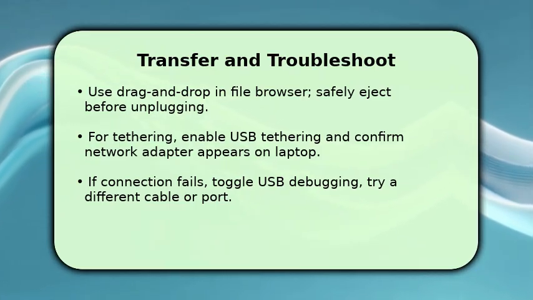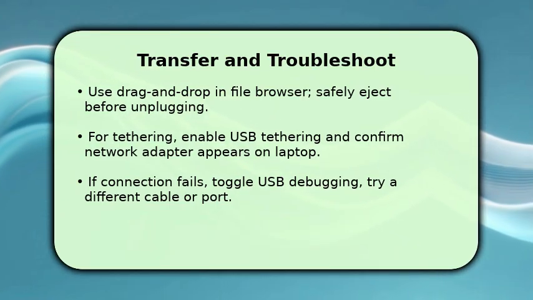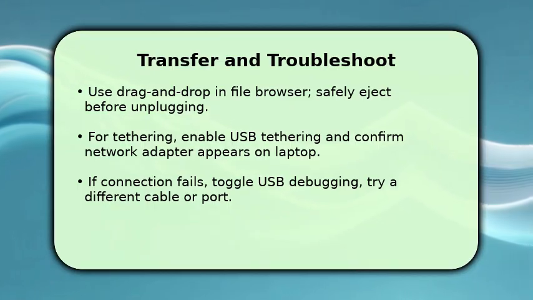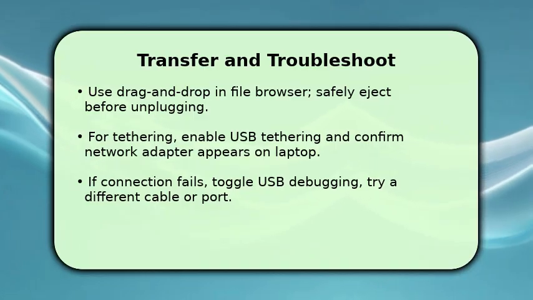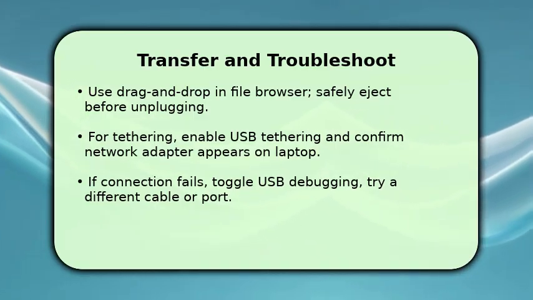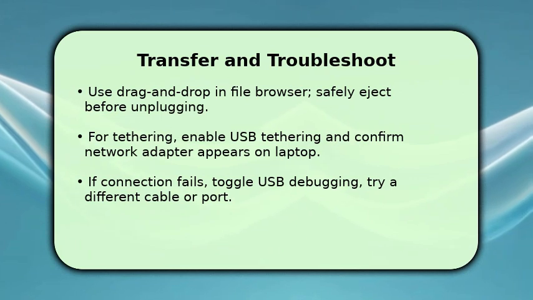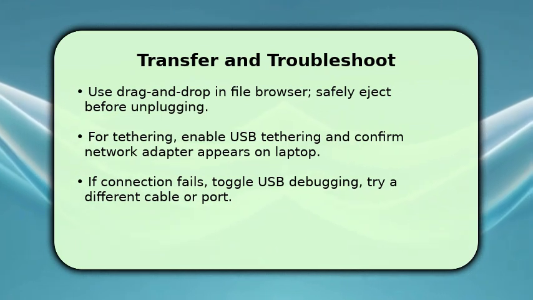If using internet sharing, enable USB tethering on the phone and confirm a new network interface on the laptop. If something goes wrong, toggle USB debugging, switch USB mode, try another cable or port, and reboot both devices. That single troubleshooting tip resolves most connection issues.